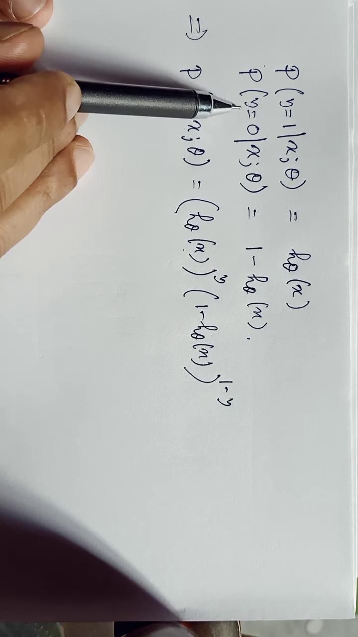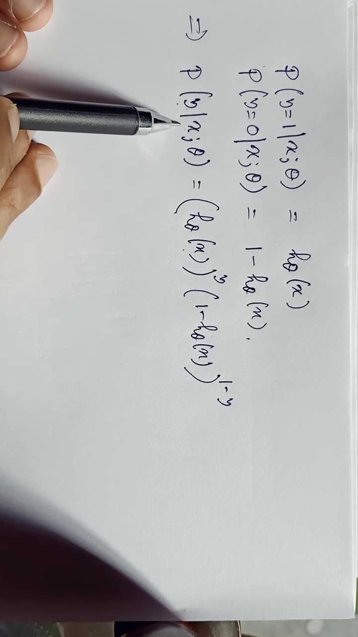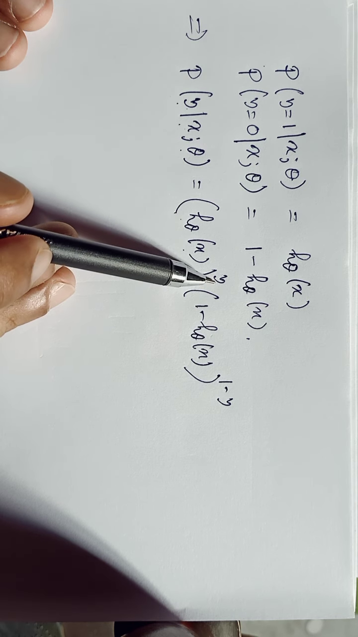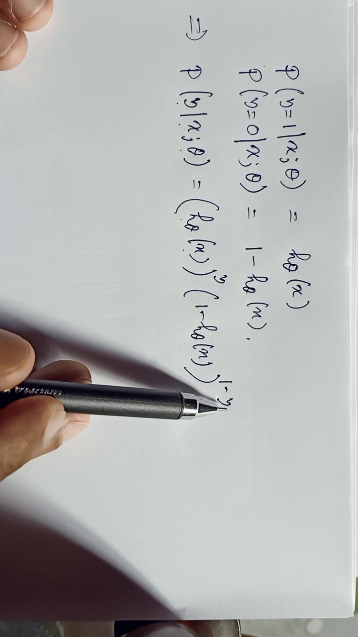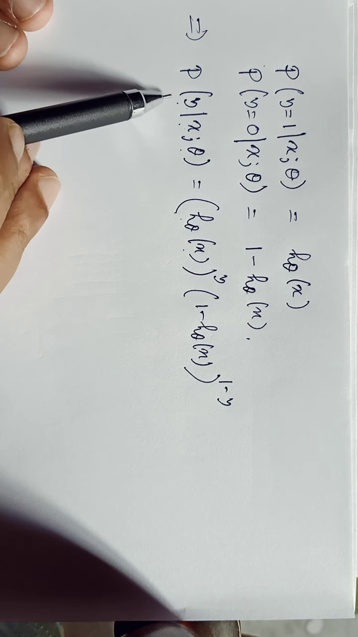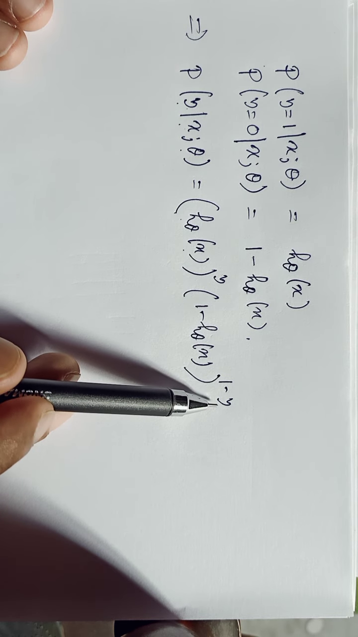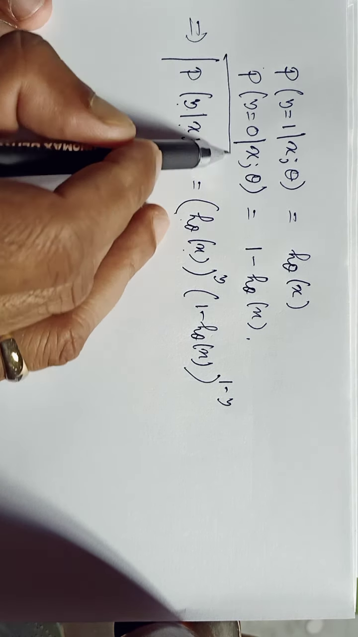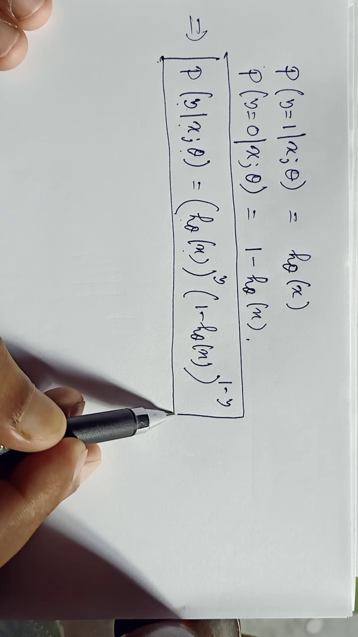Similarly, when y equals 0, the probability of y equals 0 for a given x parameterized on theta is equal to h theta x to the power 0, which is 1, times 1 minus h theta x to the power 1 minus 0, which is 1. So this value is the probability of y equals 0, which equals 1 minus h theta x, right? So we can find the probability function as this.